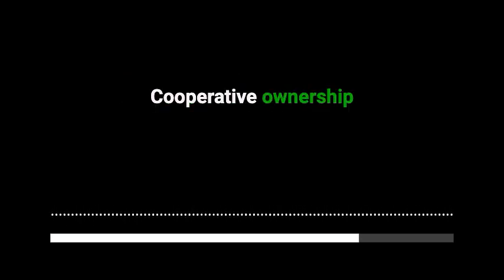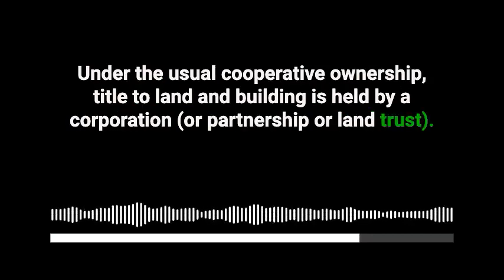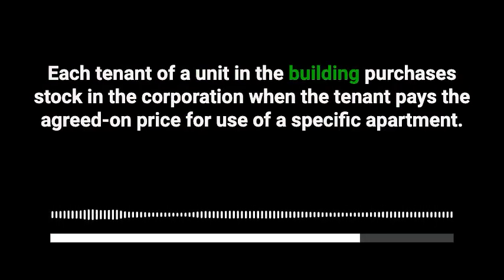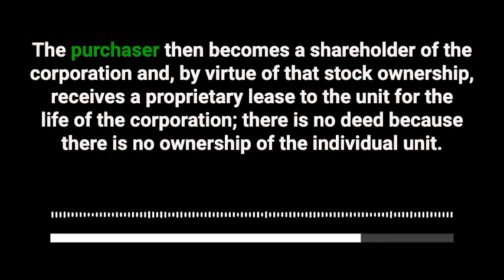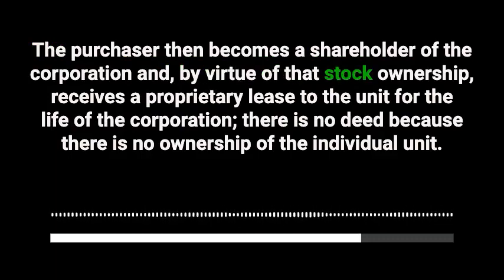Cooperative ownership. Under the usual cooperative ownership, title to land and building is held by a corporation. The building management sets a price for stock shares for each unit in the building. Each tenant of a unit in the building purchases stock in the corporation when the tenant pays the agreed-on price for use of a specific apartment. The purchaser then becomes a shareholder of the corporation and, by virtue of that stock ownership, receives a proprietary lease to the unit for the life of the corporation.